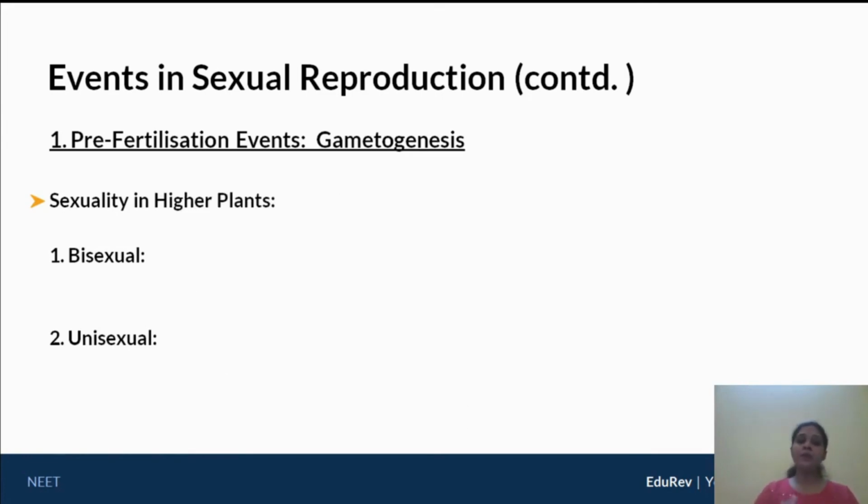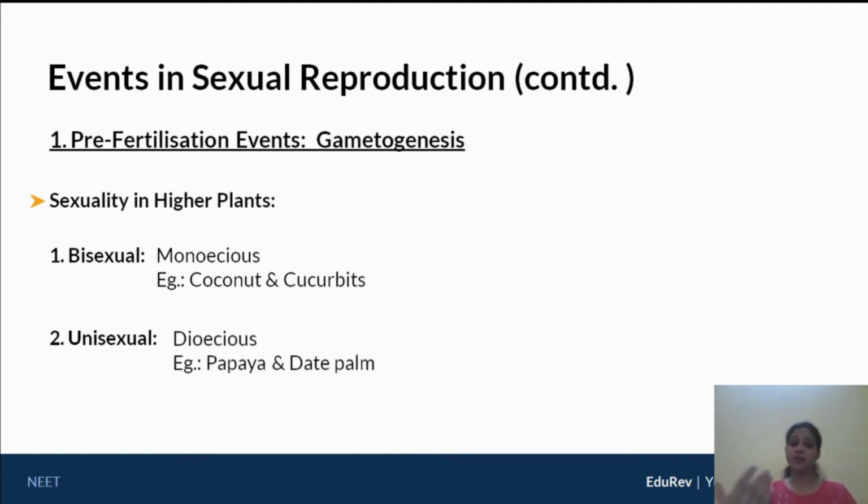Moving on, coming to sexuality in case of higher plants. Here, if you are bisexual, you're called monoecious, the same terminology. For your NEET exam, these two examples are absolutely important, that is coconut and cucurbits. However, unisexual plants are going to be called dioecious. Examples are date palm and papaya. So these examples are absolutely important for you.